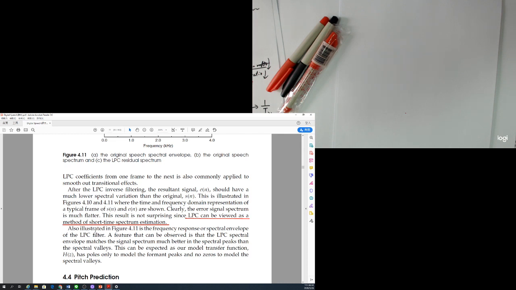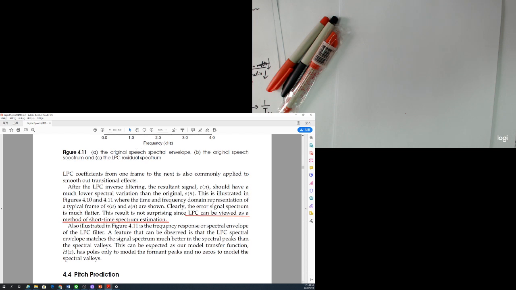LPC can be viewed as a method like short-time spectral estimation, so feature can be observed. The LPC spectrum envelope matches the signal spectrum much better than the spectrum peak. So LPC is more likely to model your envelope shape, and it is better than just individual spectrum peaks. So you can expand the model transfer function.